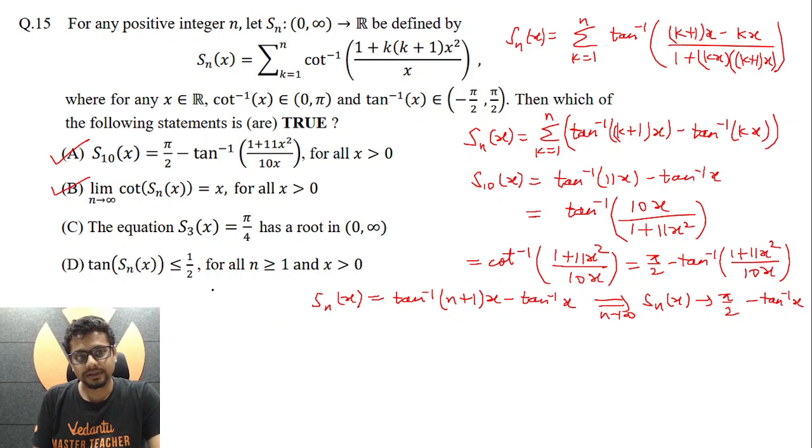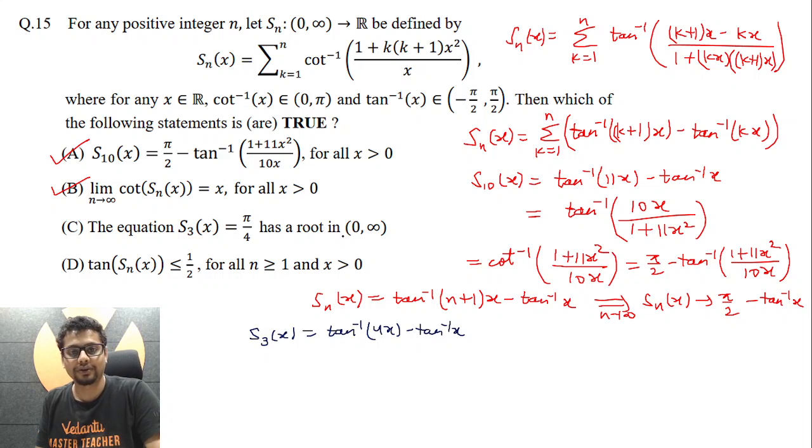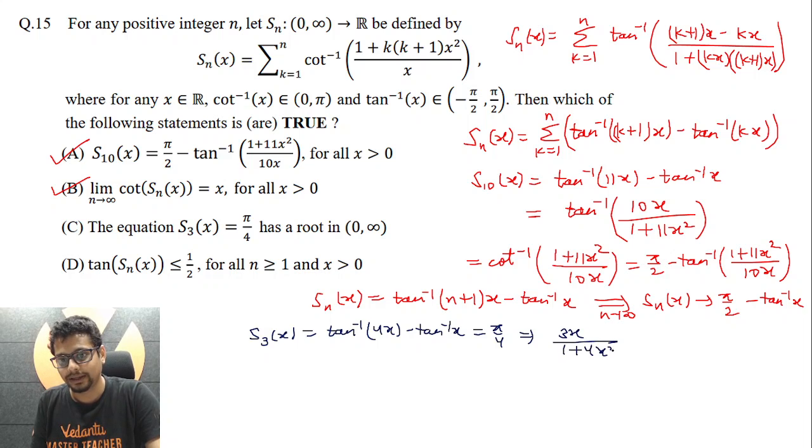Now coming to option C, S_3(x). S_3(x) essentially will be tan inverse 4x minus tan inverse x. Again, x we are considering as positive. We are looking for a positive root of x. So for this to be equal to pi by 4, if you take tan on both sides, you essentially get 3x by (1 plus 4x square) equal to 1.